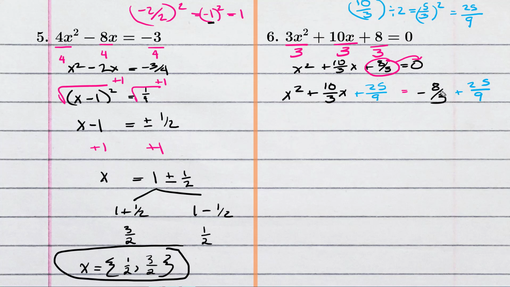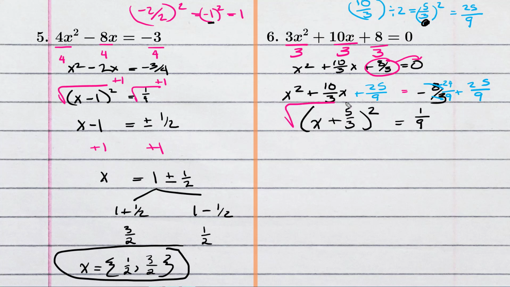And so when we add these, I need to convert this into the common denominator. So it becomes negative 24/9, because I multiplied both of those by 3. And so on my right-hand side, I have a 1/9. On my left-hand side, I have x, and then I use whatever's in this parenthesis with this middle sign, so plus 5/3 squared.